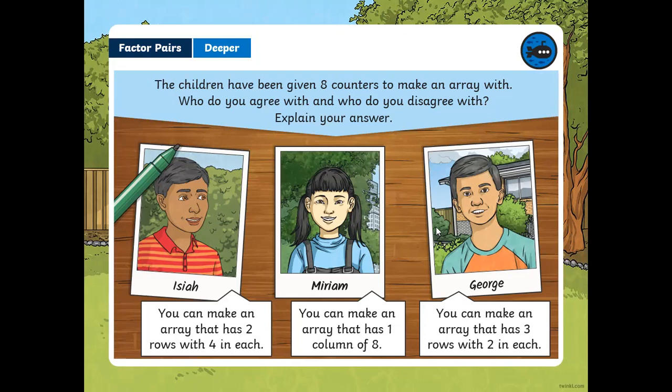Who do you agree with and who do you disagree with? I agree with Isaiah. I agree with Miriam. I disagree with George. I disagree with George, and I agree with Isaiah and Miriam. And why do you say that? Why do you agree with Isaiah and Miriam and not with George? 4 times 2 is 8. 1 times 8 is 8. 3 times 2 is 6. Yes. 2 times 3 is 6.